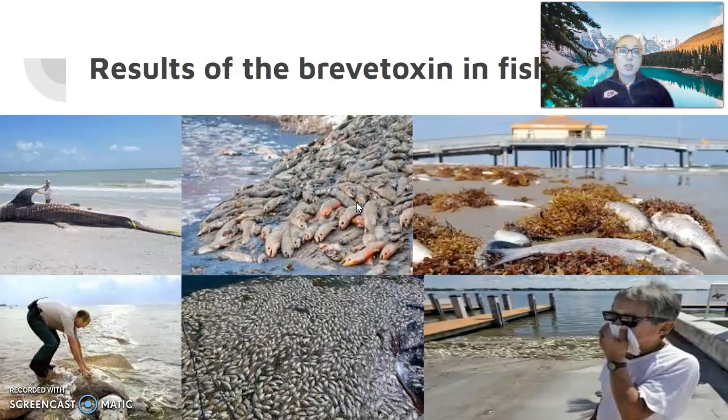So this is what it looks like when a bunch of fish and other sea creatures are affected by brevetoxin and they're washed up on shore. They might not be washed up on shore right away. Some sea creatures that live towards the bottom and are affected by this could take days or weeks, or however long it may take for the tide to bring them in to wash up on shore.